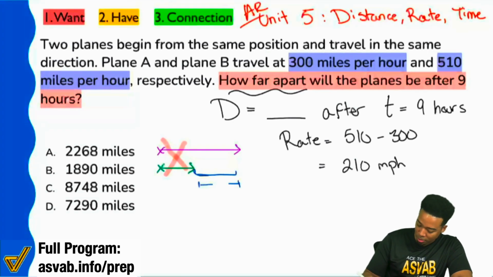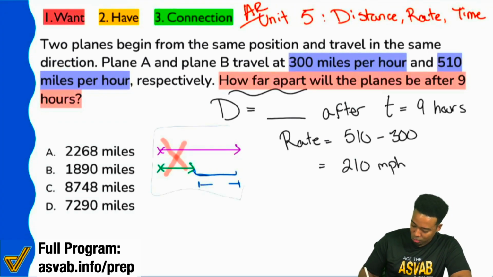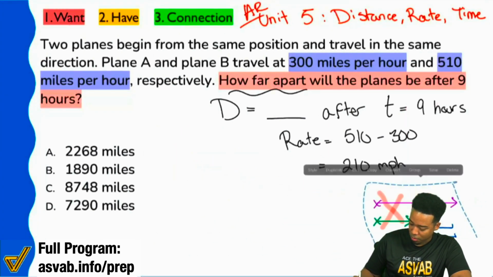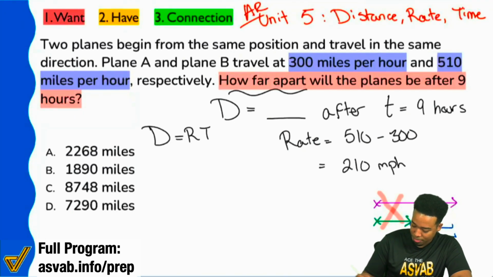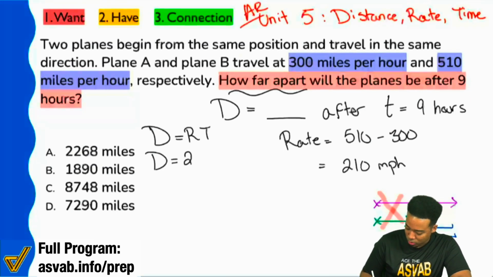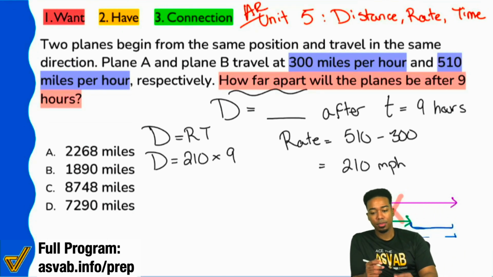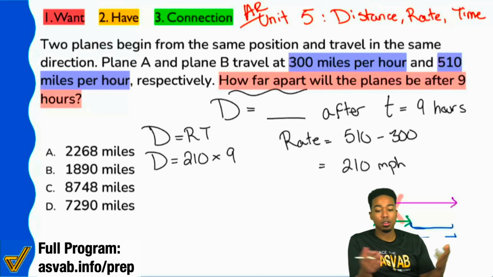So, remember that our formula is going to be distance equals rate times time. So let's take this, move that over here behind my big old head, and let's set it up. Distance equals rate times time. The distance that we're trying to achieve is, well, the answer that we're looking for. Our rate is going to be 210, and our time is 9. Booyah. From here, 210 times 9, what's that going to be?